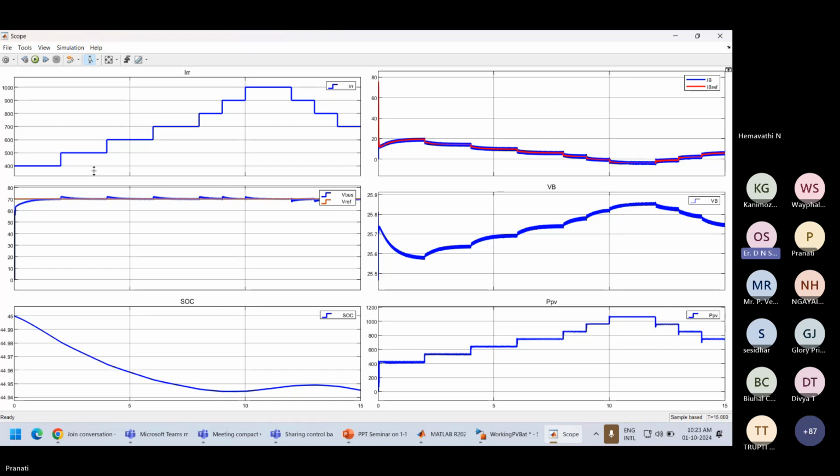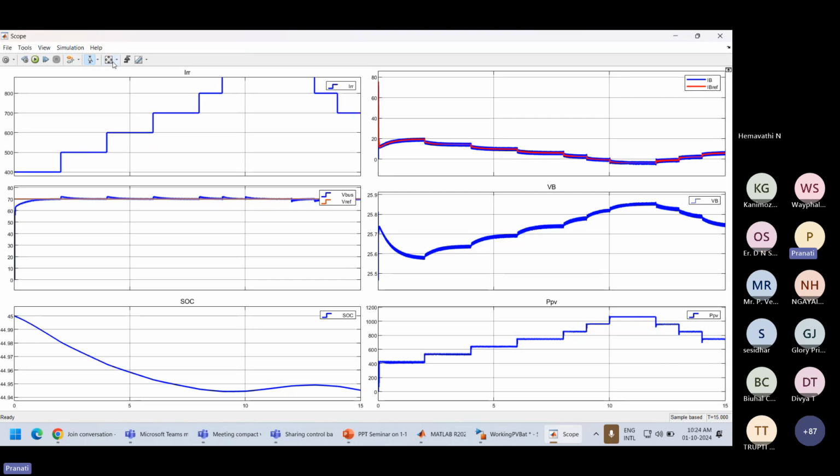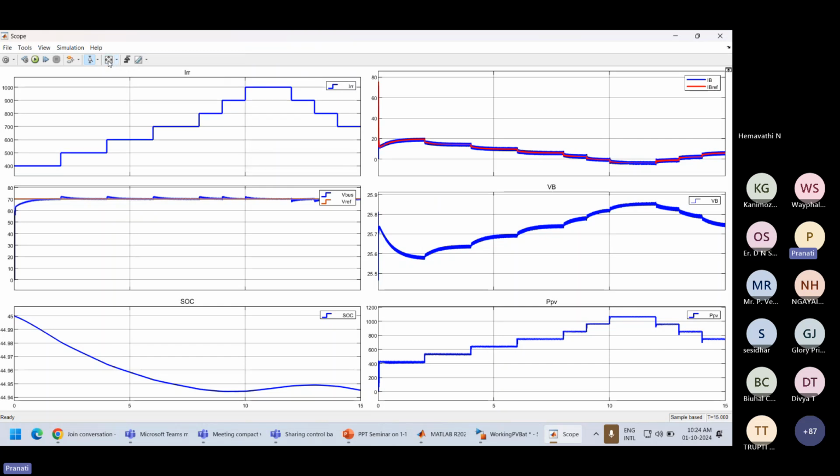Actually, ma'am, when the irradiance is increasing, will the battery charge or discharge? It will charge. See, when irradiance is increasing, if it is not sufficient, how can the battery charge? At 400 and 500, the irradiance is not sufficient to charge the battery; it is sufficient only to provide the load demand. How can it charge the battery?